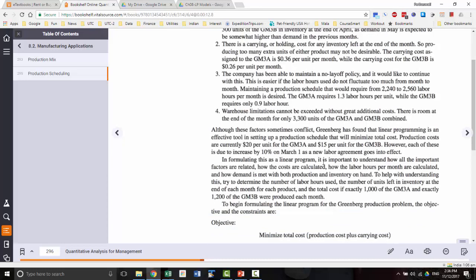In formulating, it is important to understand how all the important factors are related, such as how the labor hours per month are calculated. To help with the understanding, try to determine the number of hours used and the number of units left. Well, this is a discussion. Let's go ahead and set the model up in Excel.